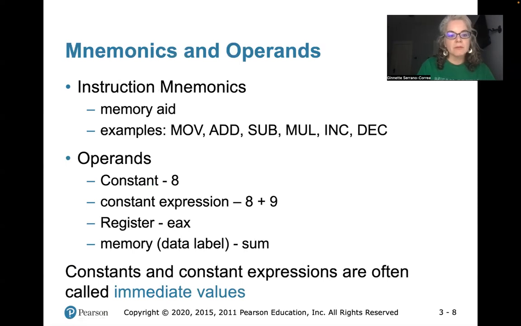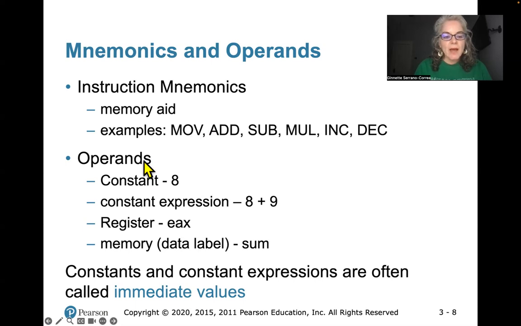Mnemonics and operands. Instruction mnemonics are memory aids. They're just a few letters to help us remember what that instruction means. So MOV is just 3 letters that help you remember that it means to move something into a register. Add, subtract, multiply, increment, and decrement. So that's what the word mnemonics means.